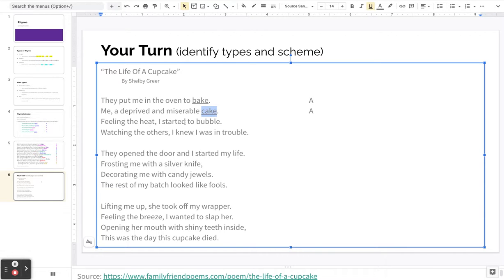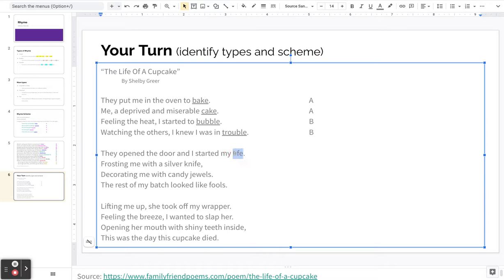Feeling the heat, I started to bubble. Watching the others, I knew I was in trouble. Now, this one is double. It's a double rhyme because it's trouble, bubble. It has both the syllable that's next to last syllable also rhymes, but it's also a new rhyme, so it gets B, right? They opened the door and I started my life.